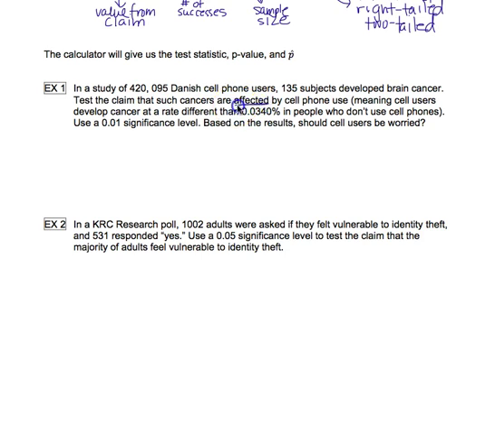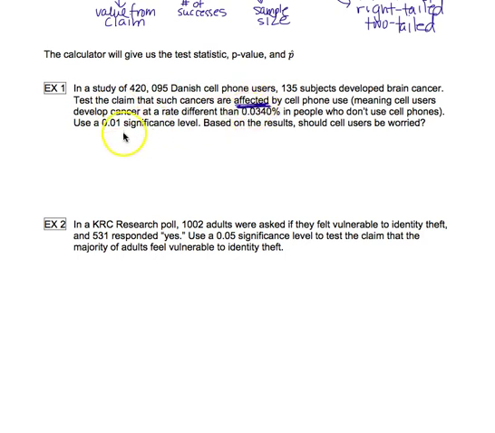So affected means that they cause a difference. It's not specifying greater than, less than, it's just saying different. And whenever we have something like that, that is a not equal to. So the claim is that cancers are affected, meaning that the rate is different for people who use cell phones than people who do not. We are going to use a 0.01 significance level, and then once we have our results, we'll decide if cell phone users should be worried about those results.